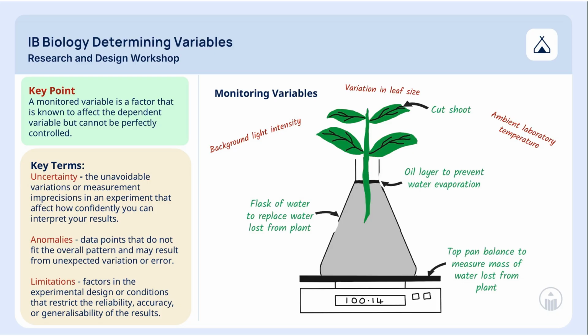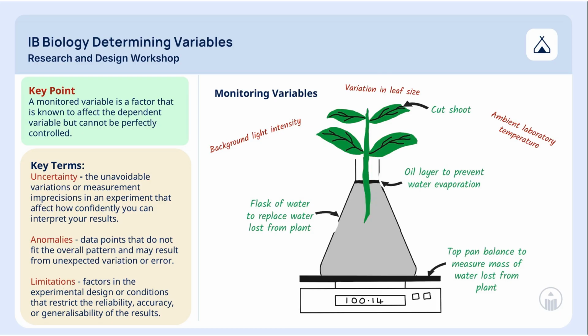Examples include ambient laboratory temperature when you do not have a perfectly stable water bath, or background light intensity when you rely on daylight, small variation in organism size, or evaporation from open containers. For each such variable, you should describe how you will monitor it, for example, recording room temperatures with a digital thermometer before and after each trial, or taking light meter readings, and then refer back to these fluctuations when discussing uncertainties, anomalies, and limitations in your evaluation.